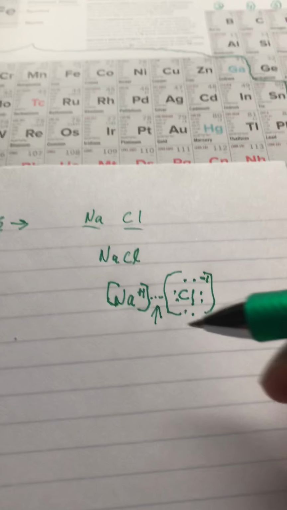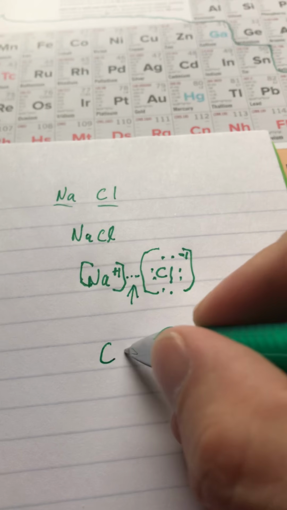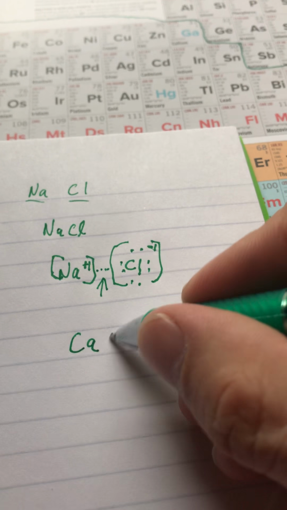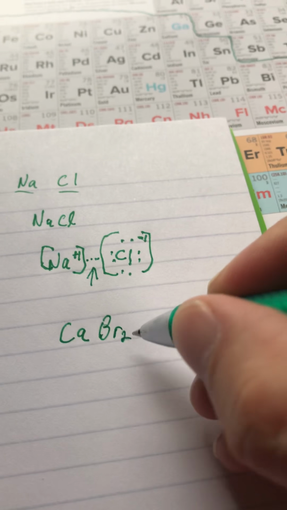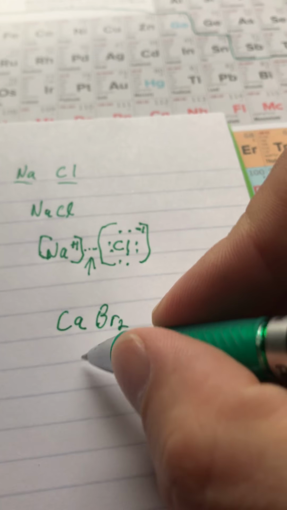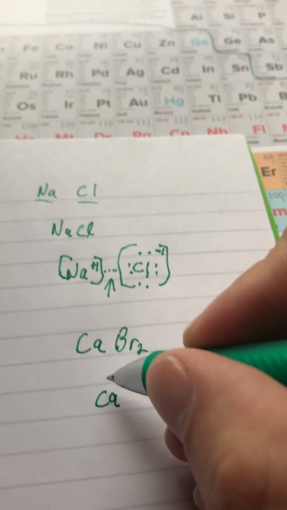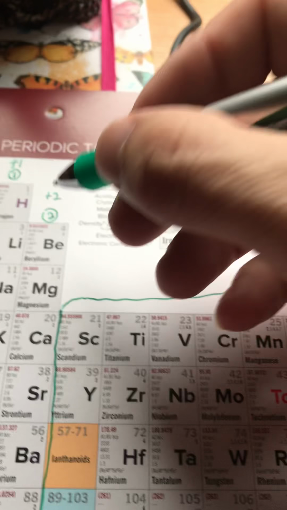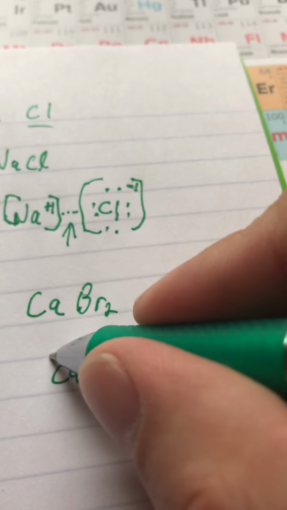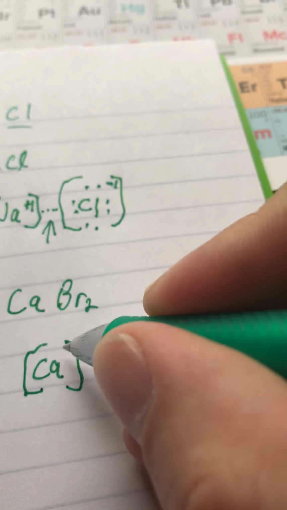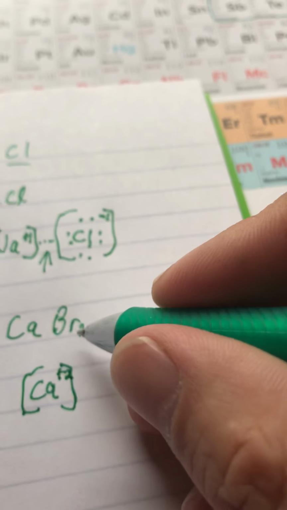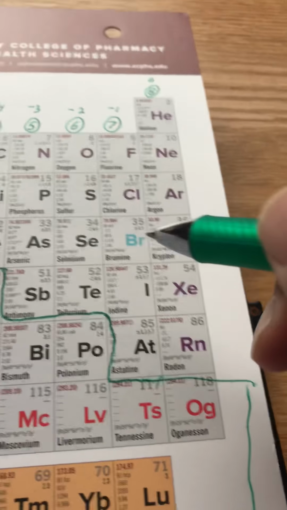So you could have things like calcium bromide. CaBr2 is the formula. In this case, calcium has 2 valence electrons. It would lose both of them, so it's going to become Ca+2. And then there are 2 bromines that each have 7, but you're going to draw them with 8, where each bromine will gain 1.